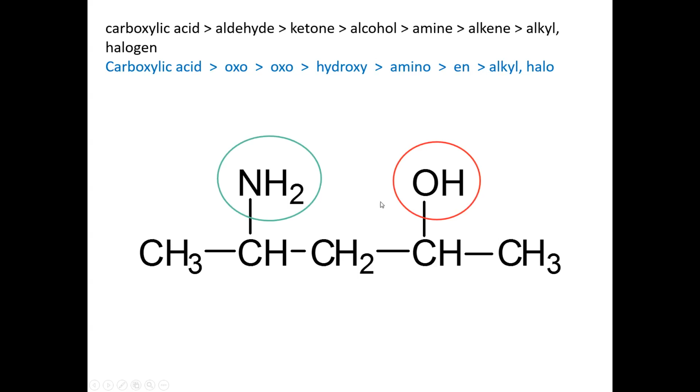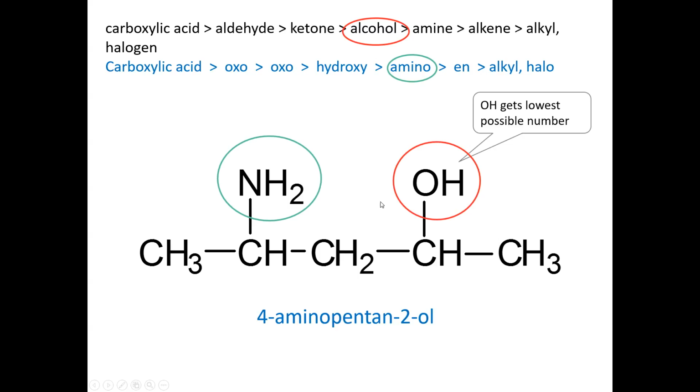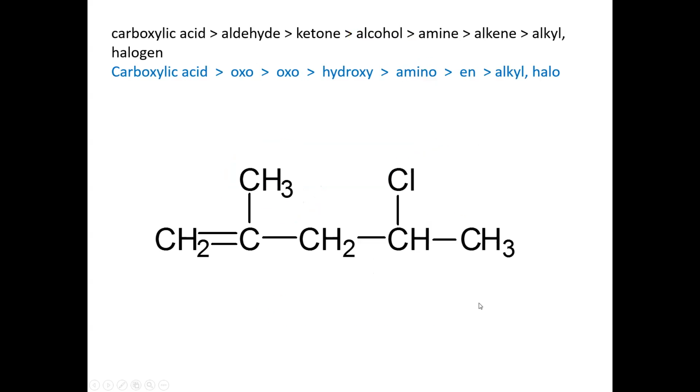What happens if I have an amine with an alcohol? Again, you look at the priority, so alcohol trumps your amine, so the alcohol gets the lowest possible number, so we count from the right, so it'll be 4-aminopentan-2-ol to give the ol the lowest possible number.